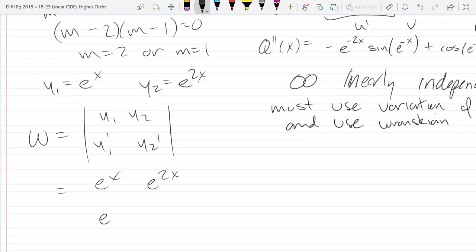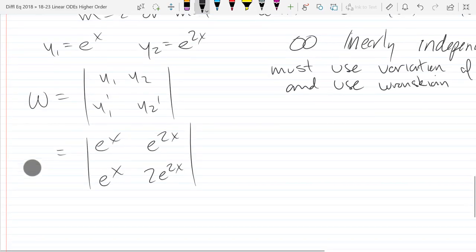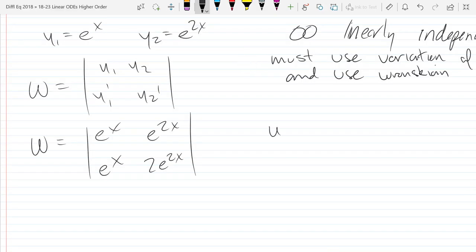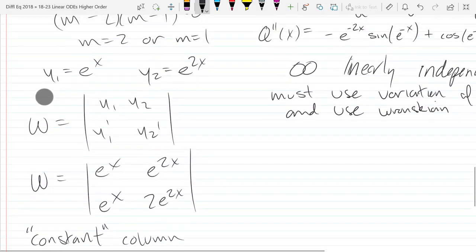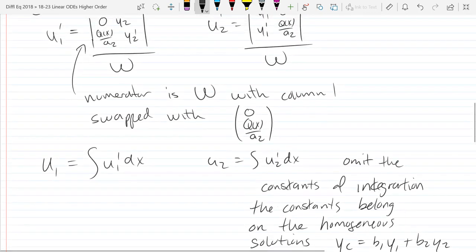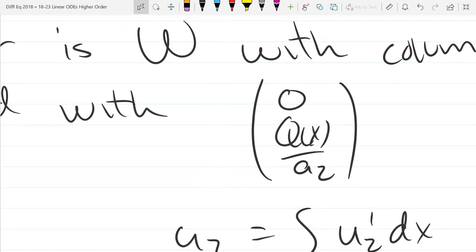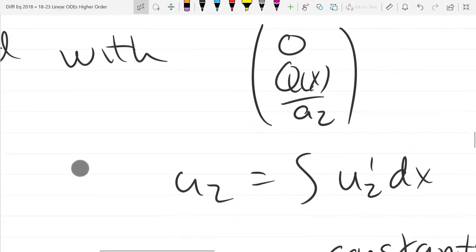So the derivatives are down below. These derivatives are super easy. We also need the constant column. I'm going to put quotes around constant because it's not actually constant in this case. But our constant column, what did that look like? It looked like a 0 followed by q over a2. So it was zero first, and then our q function divided by our leading coefficient. That was our a2. So I'm writing out that.